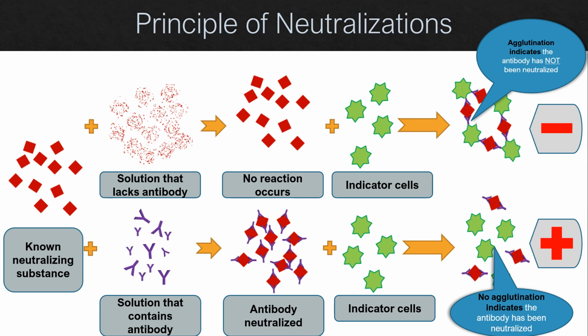So you'll have your indicator cells, which would just be screen or panel cells that are positive for P1. So before neutralization, they're going to be positive for all the P1 cells, and then after neutralization, they're going to be negative for all the P1 cells. So that confirms that anti-P1 is in that plasma.